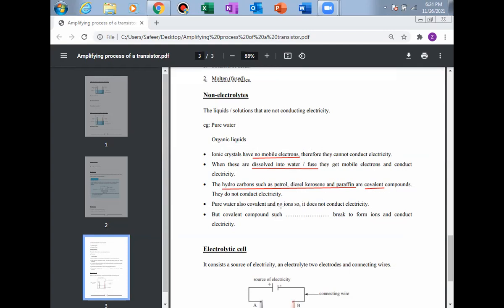Pure water is also covalent, no ions, so it does not conduct electricity. Pure water means distilled water. Pure water is not the water that you get from the tap. Tap water consists of several minerals, because of that it conducts electricity. Pure water is found in the laboratory, or for vehicles we use battery water for the battery. That is pure water that won't conduct electricity.